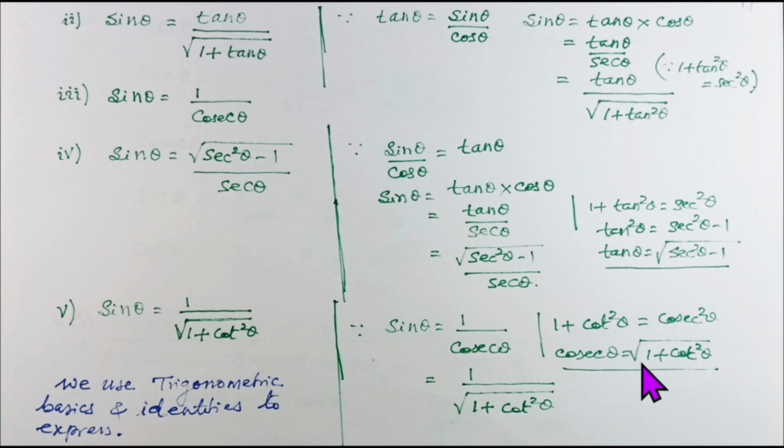Okay, remember this. So we use trigonometric basics, then basic identities or fundamental identities, to express a given trigonometric ratio in terms of other trigonometric ratios. A very important example taken here. So please try to remember the identities, the fundamental identities.